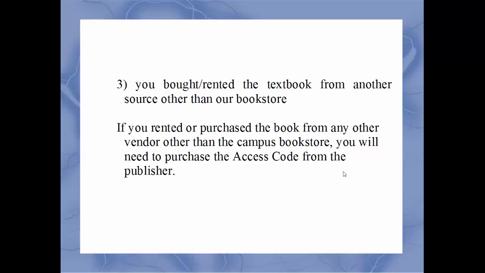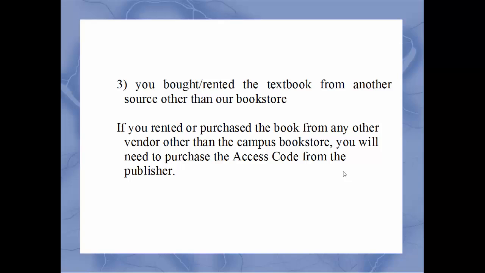And scenario number 3, you either rented the book or you bought it from somewhere else other than the Gaston College bookstore, then you must buy the access code from the publisher. And there are two formats you can buy it in. One comes with an electronic textbook, and one doesn't. It depends on what you want. The one that has a textbook is a little more expensive than the one that doesn't, but of course you're getting more information and more resources.